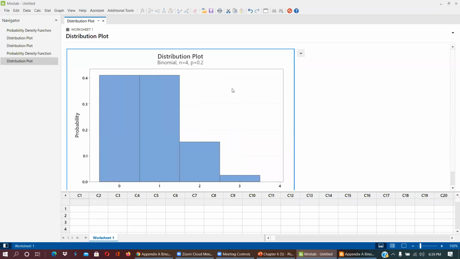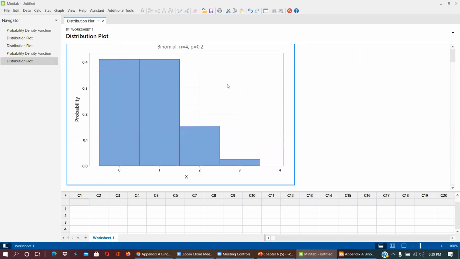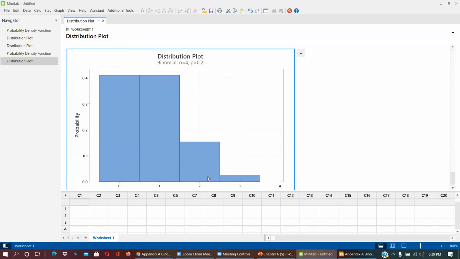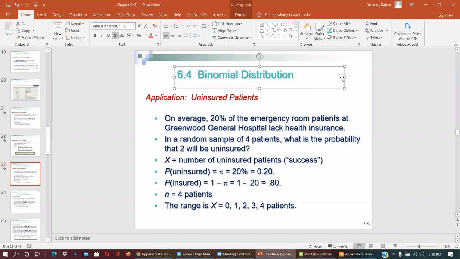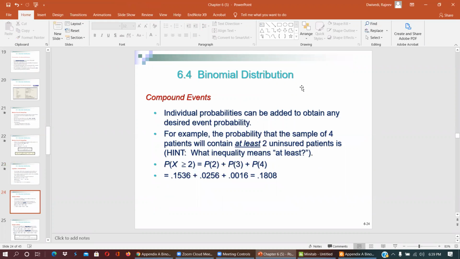Now it is asking at least 2 are uninsured. That means it is asking 2, 3, and 4. It is not asking these two. So this plus this plus this, and the sum of all three will be the compound probability, the answer to the question. I think it is better to explain in this format.